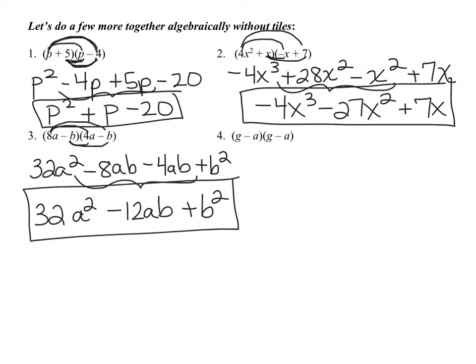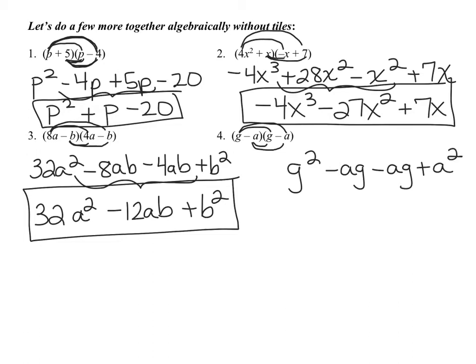All right, let's look at number 4. So for number 4, I'm going to start by doing g times g, which is g squared. Then I'm going to do g times negative a, which you could write as negative ga, but I'm thinking about my alphabet, so I'm going to make that negative ag. Then I'm going to take the next set of parentheses, negative a times g is negative ag, and then negative a times negative a is positive a squared.